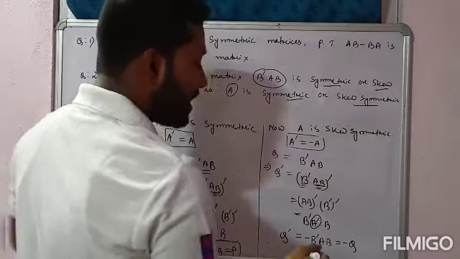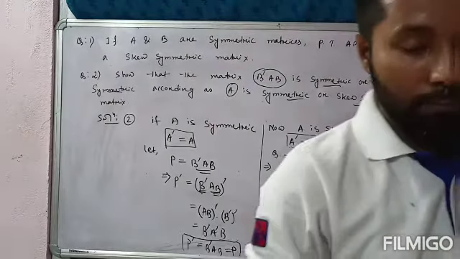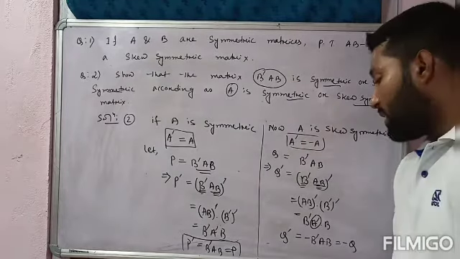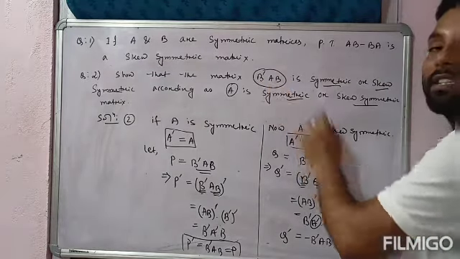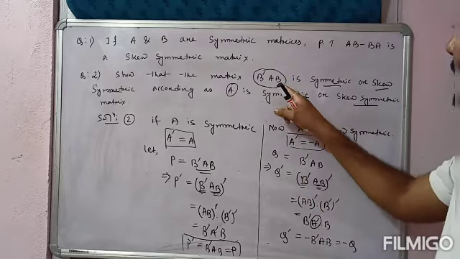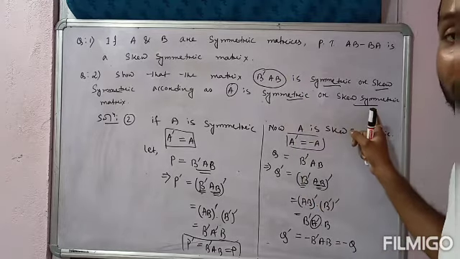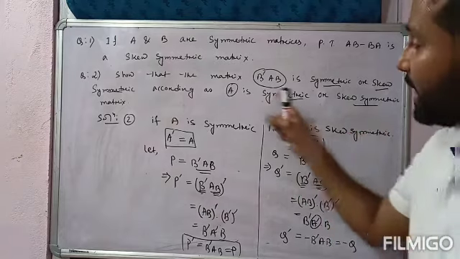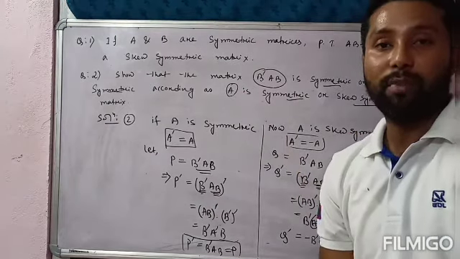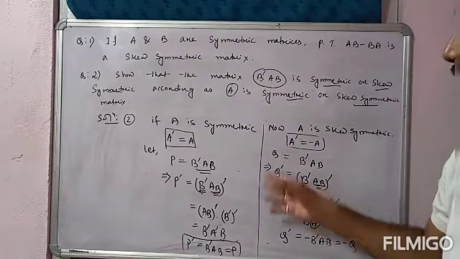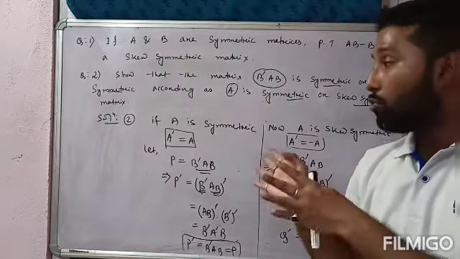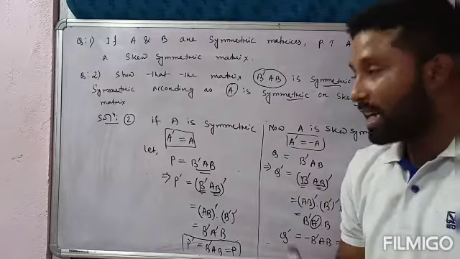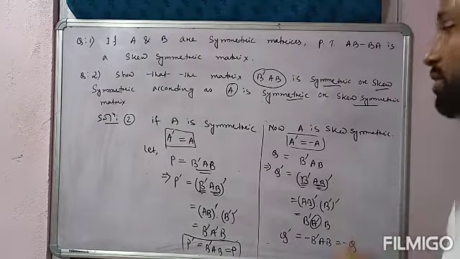So since Q transpose is equal to minus Q, we can say that this matrix, that is B transpose AB, is skew symmetric if and only if A is a skew symmetric matrix. Okay, so this is all about solution number 2. Once you go through the solution, two parts are there. First symmetric I have explained, and then skew symmetric.